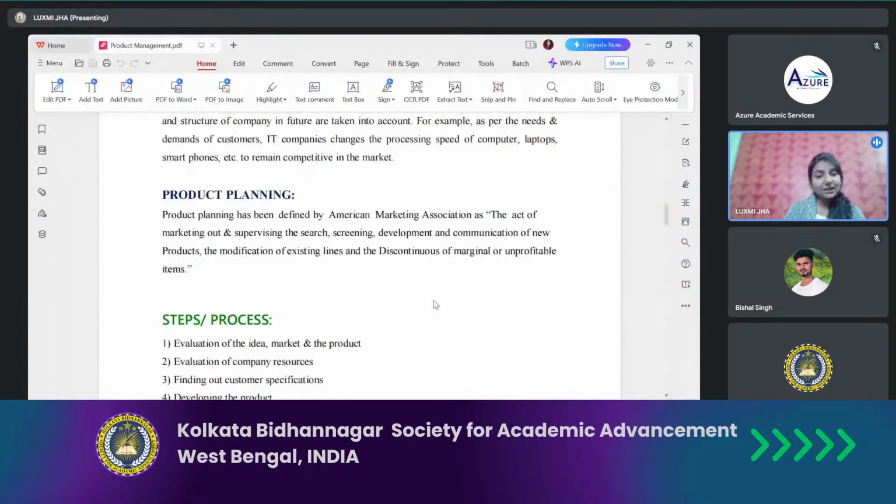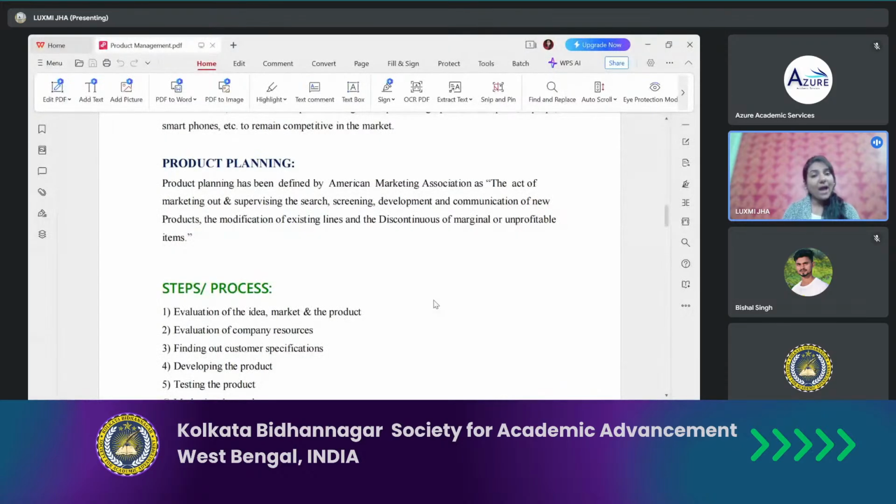Coming to product planning. Now, why do we need to plan about the product? What's the need? What happens if we don't actually plan the product? It is really required. Why? Because basically the marketers need to supervise, need to check what things need to be done in the product so that it can enhance the product and it can be more reachable, more available in the market, and can satisfy the needs of the consumers.